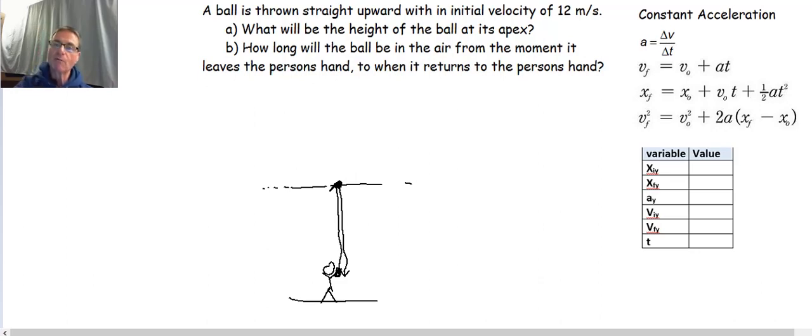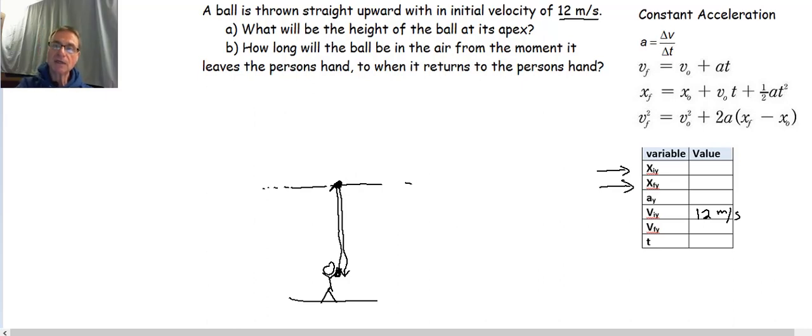Okay, so we know our initial velocity is 12 meters per second. So V_i in the y direction is a positive 12 meters per second. I'm throwing the ball up, right? And up we take to be generally positive y. We want to know what the height of the ball is going to be at its apex. So I want to know x final in the y direction.